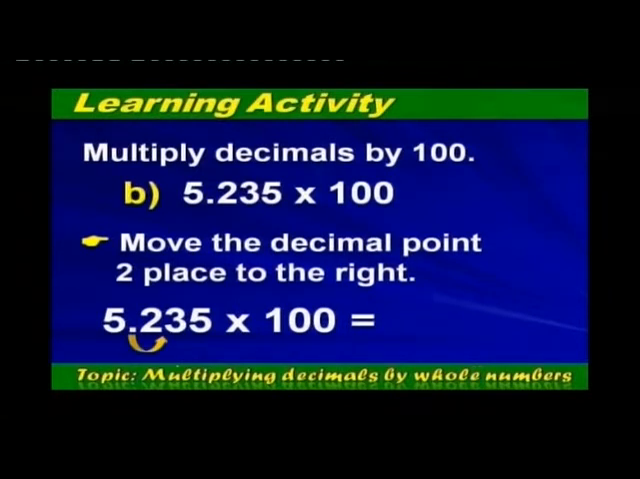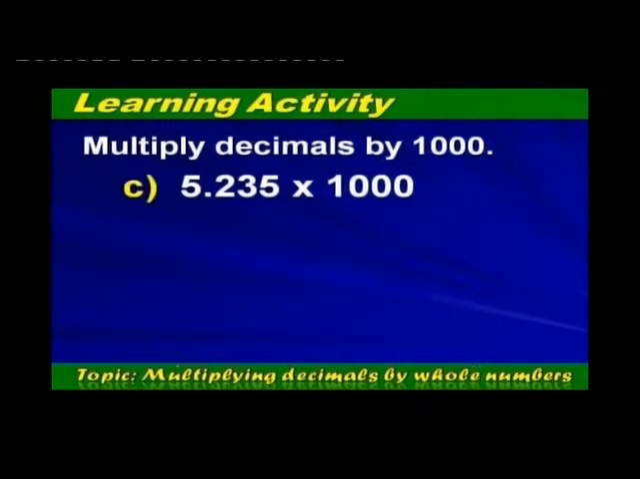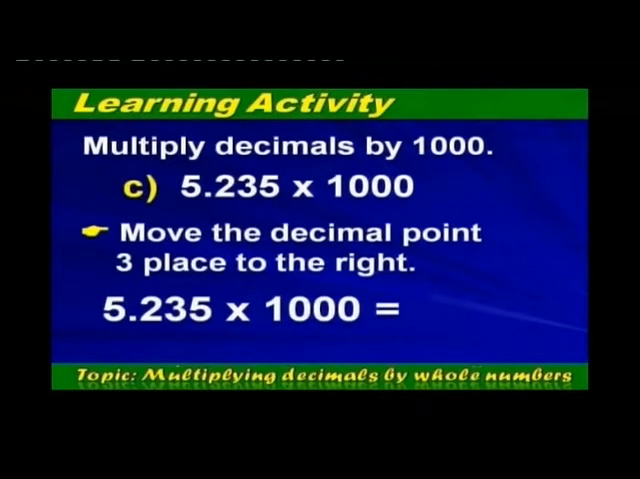One place, two places, and the final answer is 523.5. So class, OR is correct by saying 523.5. So multiplying by 100, two decimal places to the right. Always move two decimal places to the right. The last example is on 1000. Again, when you're multiplying decimals by 1000, this time we move three places to the right.